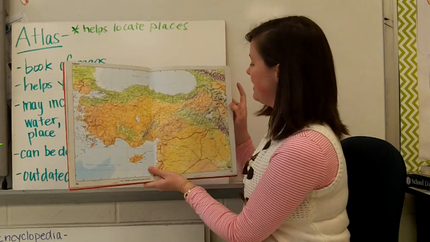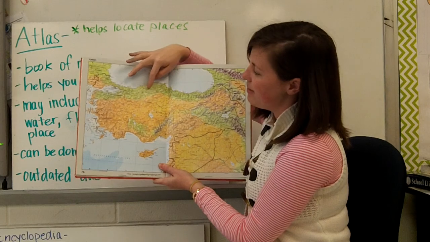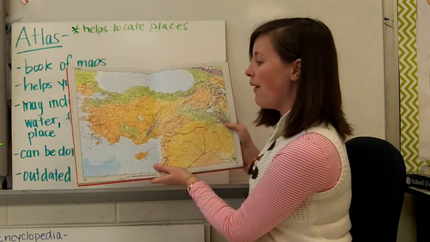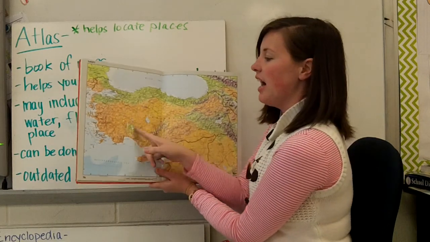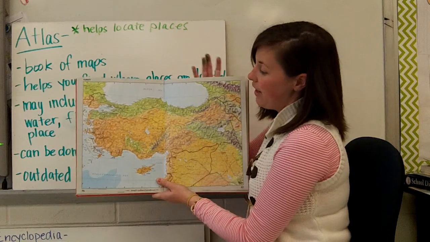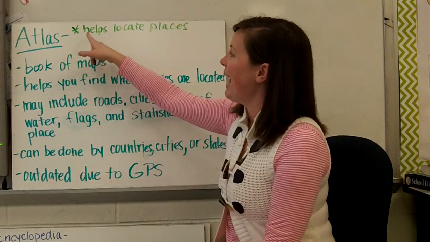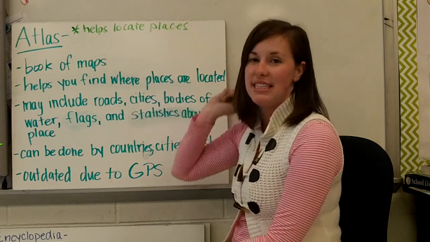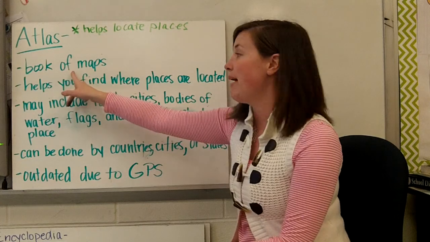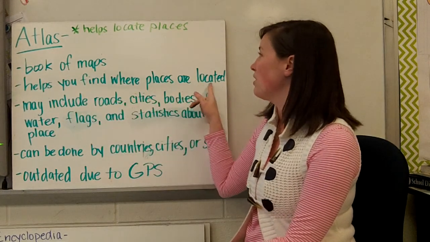So as you can see, it has the names of the countries. It has maybe different roads, different areas are all outlined. And it also, notice the colors. It shows you what kind of landforms you can find on or in that country. Okay? So remember, an atlas helps locate places. That's the most important thing about an atlas. An atlas is a book of maps. It helps you find where places are located.